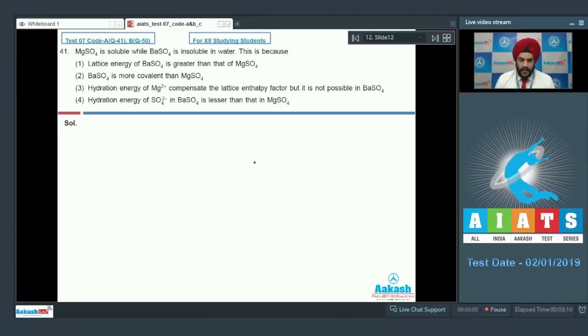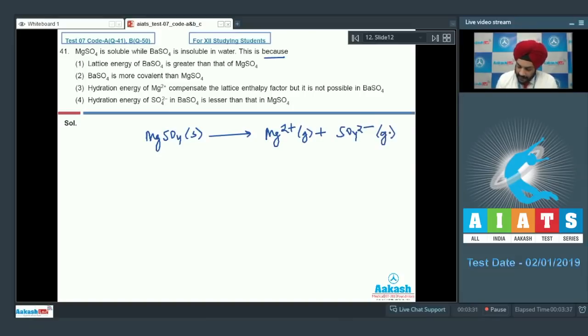Let us look at question number 41 now, students. MgSO4 is soluble while BaSO4 is insoluble in water. This is because... if we talk about the dissolution of solids in water, let's say we have MgSO4. This MgSO4 solid will first convert into Mg2+ gaseous and SO4 2- gaseous, and then these will be hydrated to form Mg2+ aqueous and SO4 2- aqueous.